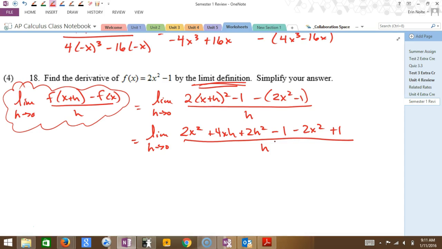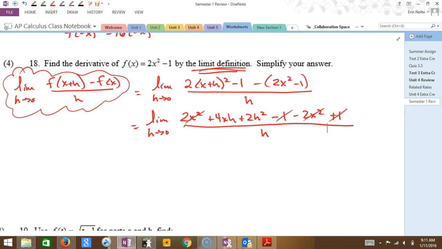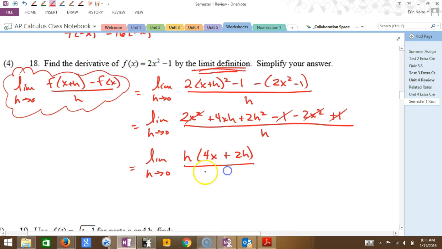Does anything cancel? 2x squared and the 1s. Good. Okay, so what should always be left when you're doing the limit definition? Every term on the top should have an h in it. So my next step is going to be to pull an h out of every term on the top. So I would have h times (4x plus 2h), over h. And what does that allow me to do? Cancel the h's. And now once I cancel the h, I'm going to take the limit.